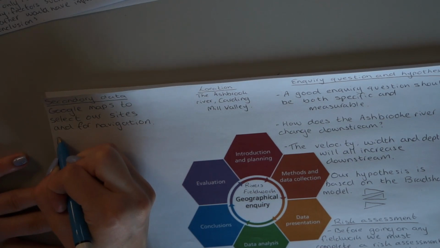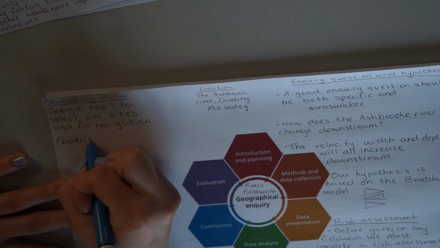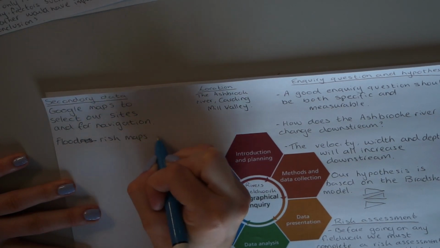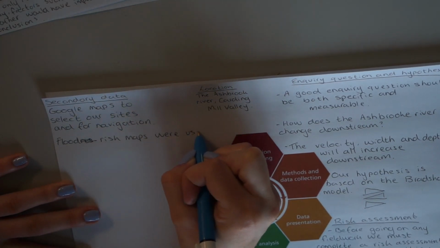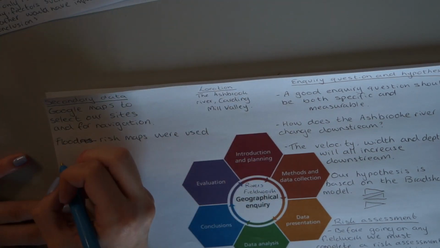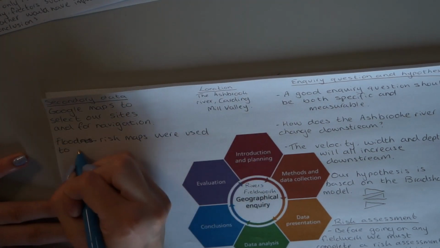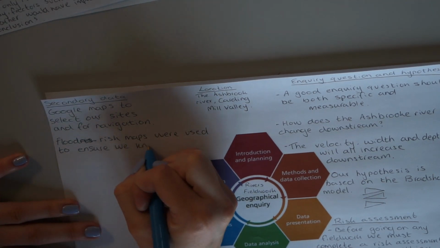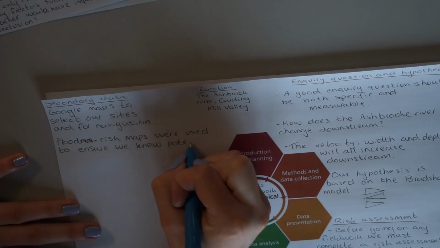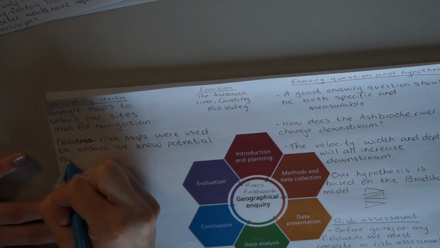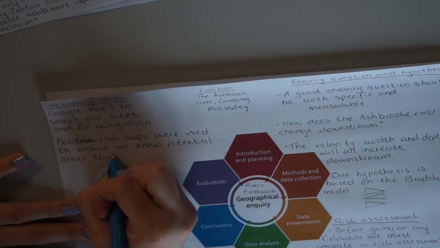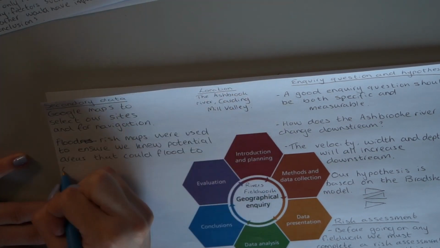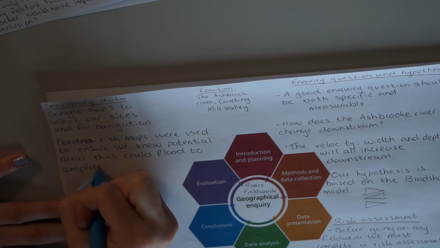We also used a flood risk map. Flood risk maps were used to ensure we knew potential areas that could flood to complete our field work safely.